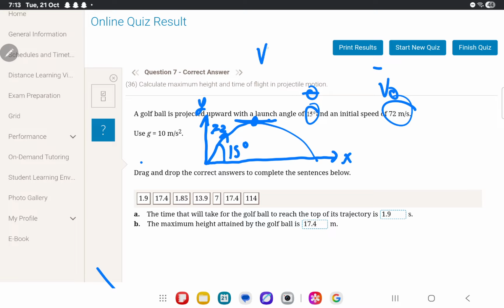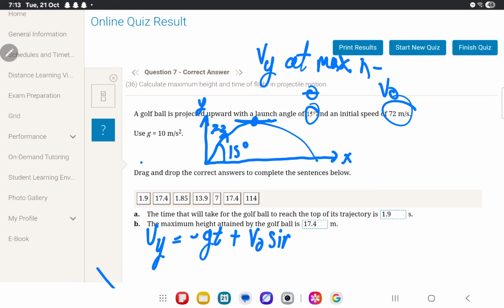The Vy at max height is 0. Why? Because the velocity of x is going to remain constant. Always, always, always it is constant. Never forget. Okay, perfect. Now that we know this, we can apply the equation. Remember, Vy is equal to negative gt plus v0 sine theta. So Vy is 0, so 0 is equal to negative gt plus v0 sine theta.